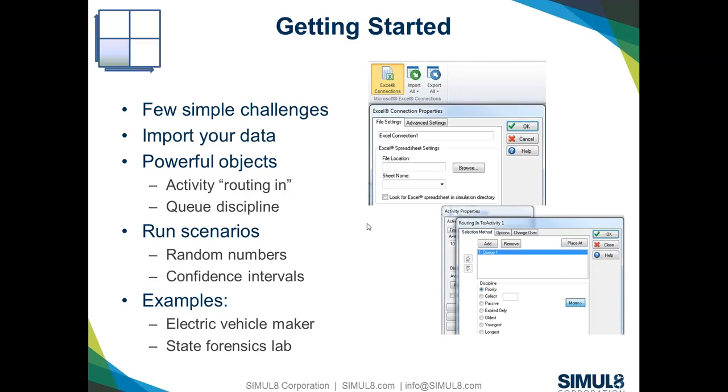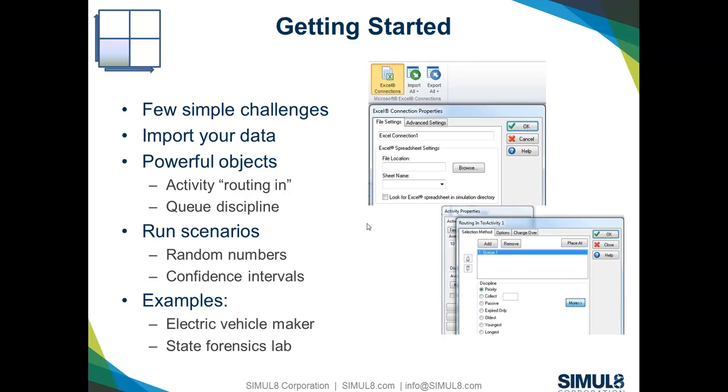So starting at importing your data and using the powerful objects in SIMUL8, but also when you run scenarios with SIMUL8, you realize that every run that you make is really a data point, and so you need to be able to run scenarios with different random numbers, and SIMUL8 is set up for that. You simply click on the Run Trials button, and it will give you some confidence intervals around your key statistics and help you see how the random behavior that you've modeled is affecting your overall operation.